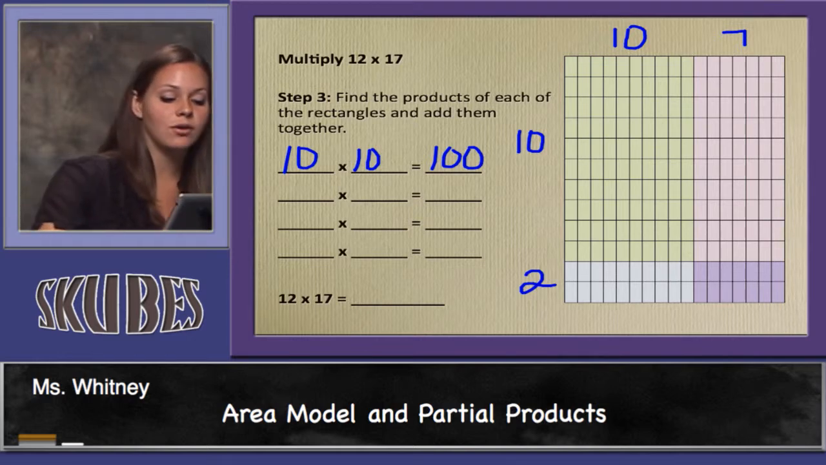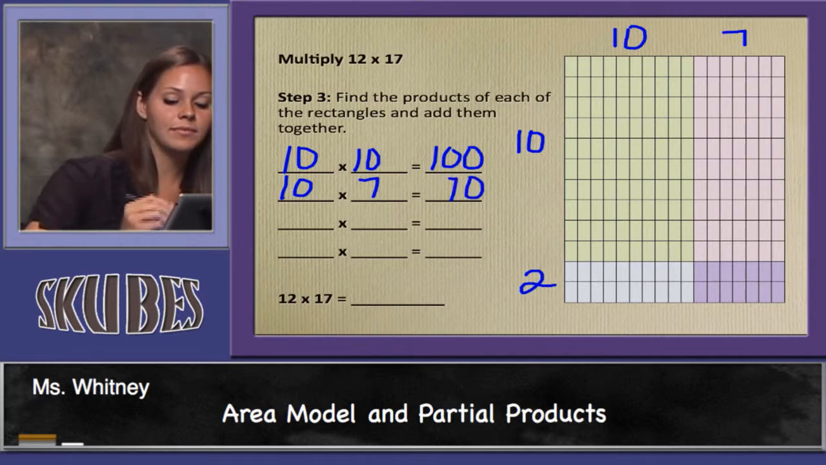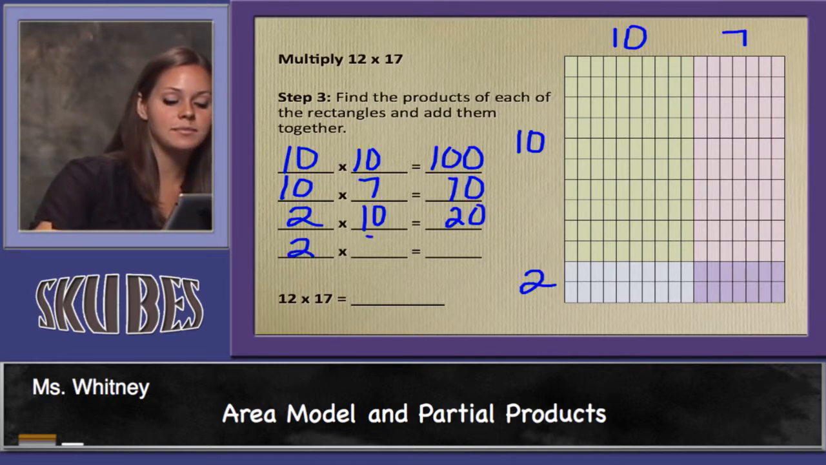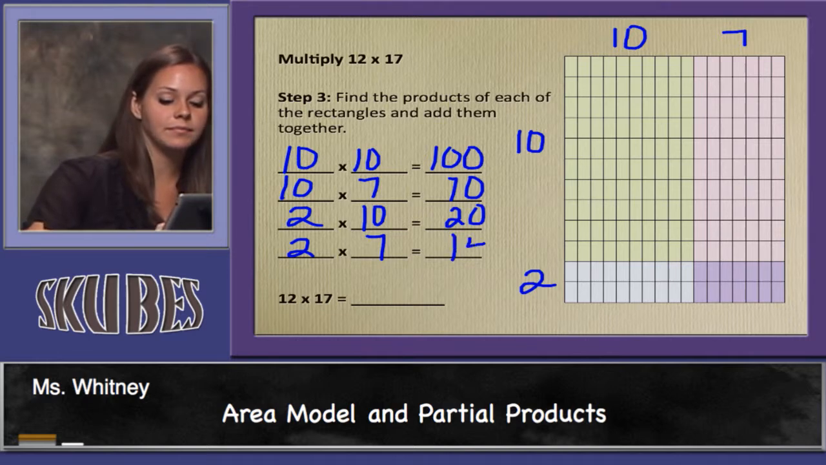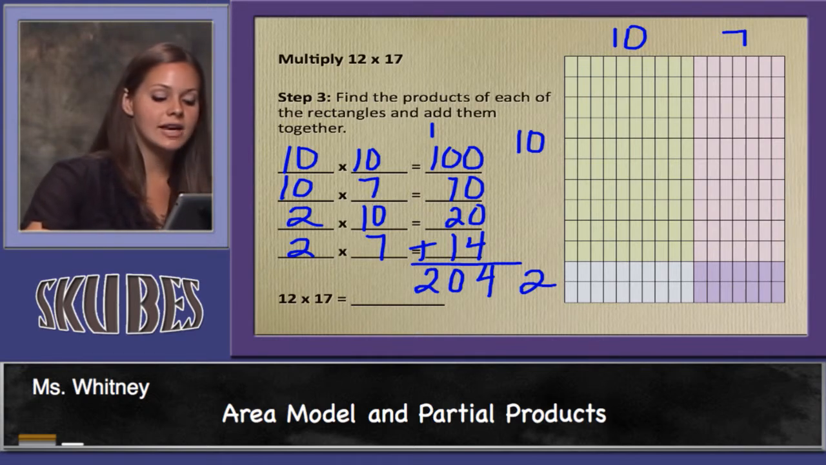Now let's look at the pink rectangle. We have 10 times 7, which is 70. Moving to the bottom, we have 2 times 10, which is 20. And last we have 2 times 7, which is 14. Now let's add the partial products. We get 204. So 12 times 17 equals 204.